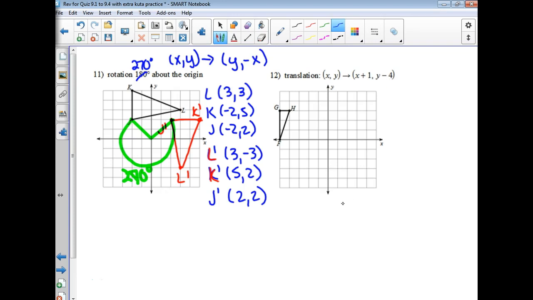All right, so be ready for your quiz tomorrow. Look over your summative reference sheet and the review and any packets.